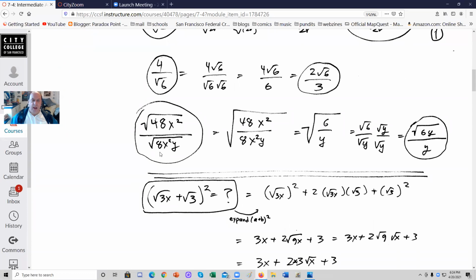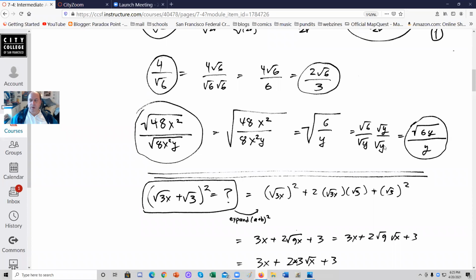48x squared over 8x squared y. Well, okay, first let's merge into a single square root. Square root of 48x squared over 8x squared y. 48 over 8 is just a 6. X squared over x squared cancels. We're left with a square root of 6 over y.